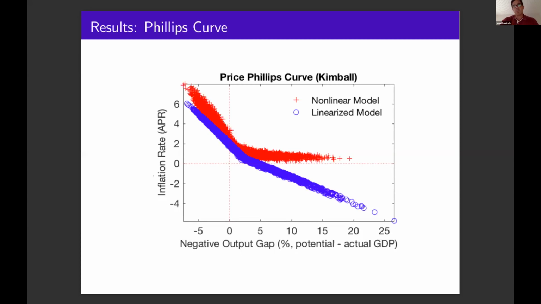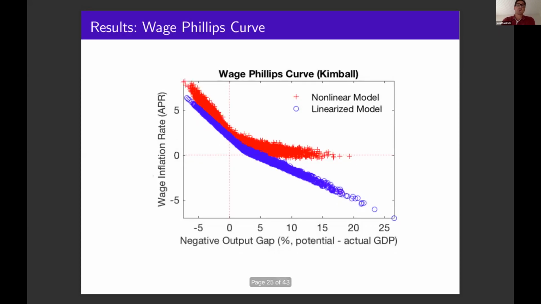But you see that the nonlinear model with the Kimball aggregator features basically a banana Phillips curve, a strong banana, and you have really the classical Phillips curve in a sense. And we do so for wages too, so it's a similar story. There, wages can actually go somewhat negative. It's almost like an endogenous model of downward nominal wage rigidity here.